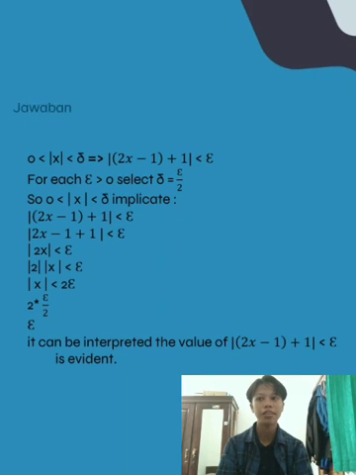Then finding the epsilon: after we find that delta is epsilon over 2, we can find that 2 times |x| is less than 2 delta, which equals epsilon. So we can interpret that the value of 2 delta equals epsilon, which is evident.